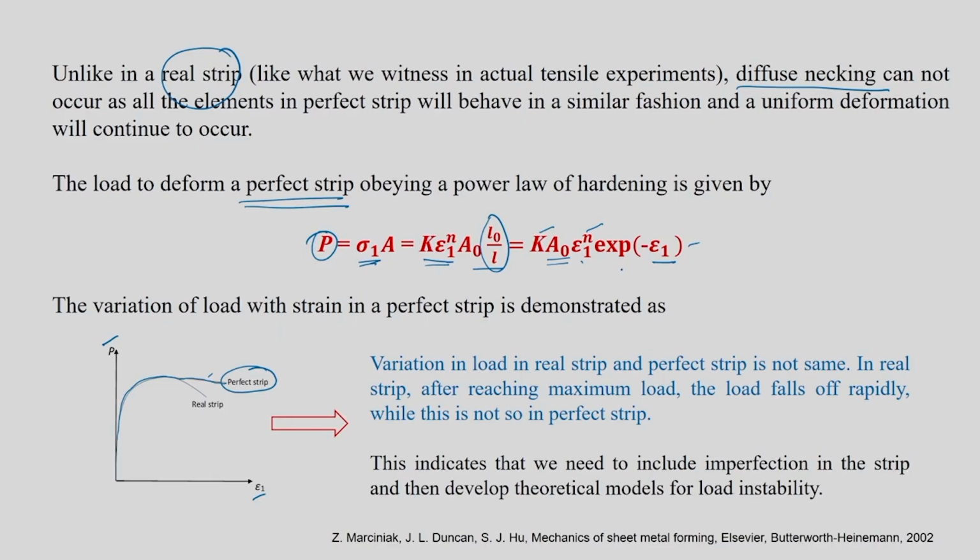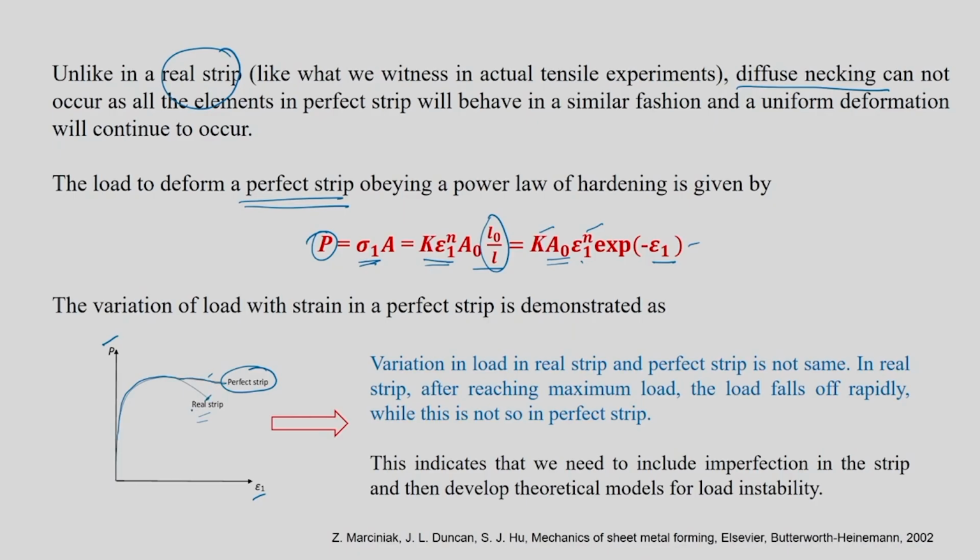But if you want to compare this with the real strip, which means what we do in experiments, the real strip which is actually imperfect in nature, then you will see that there will be a good difference between the load reduction and the strain at which full fracture is going to happen. The difference is given here, you can see that. So what is the main difference?